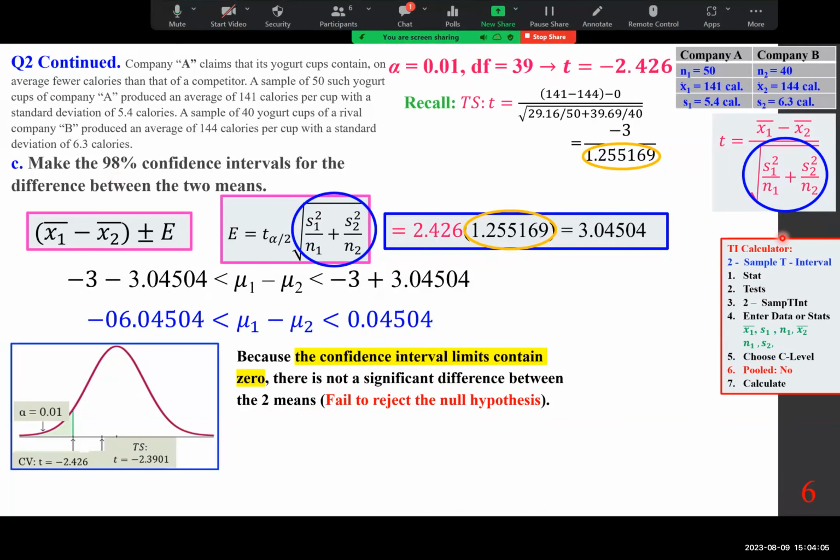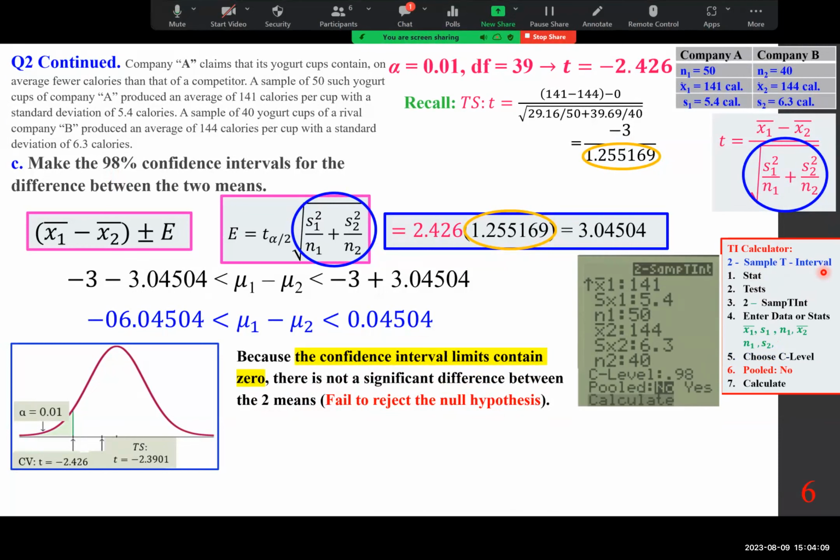Now, if we go with the calculator, 2-sample t interval, and we put in the same information as the previous page. They're asking for x1 bar, S1, N1, x2 bar, and so on, and the confidence level of 98%. By the way, I want to discuss that before I continue. If you remember, alpha was 0.01.